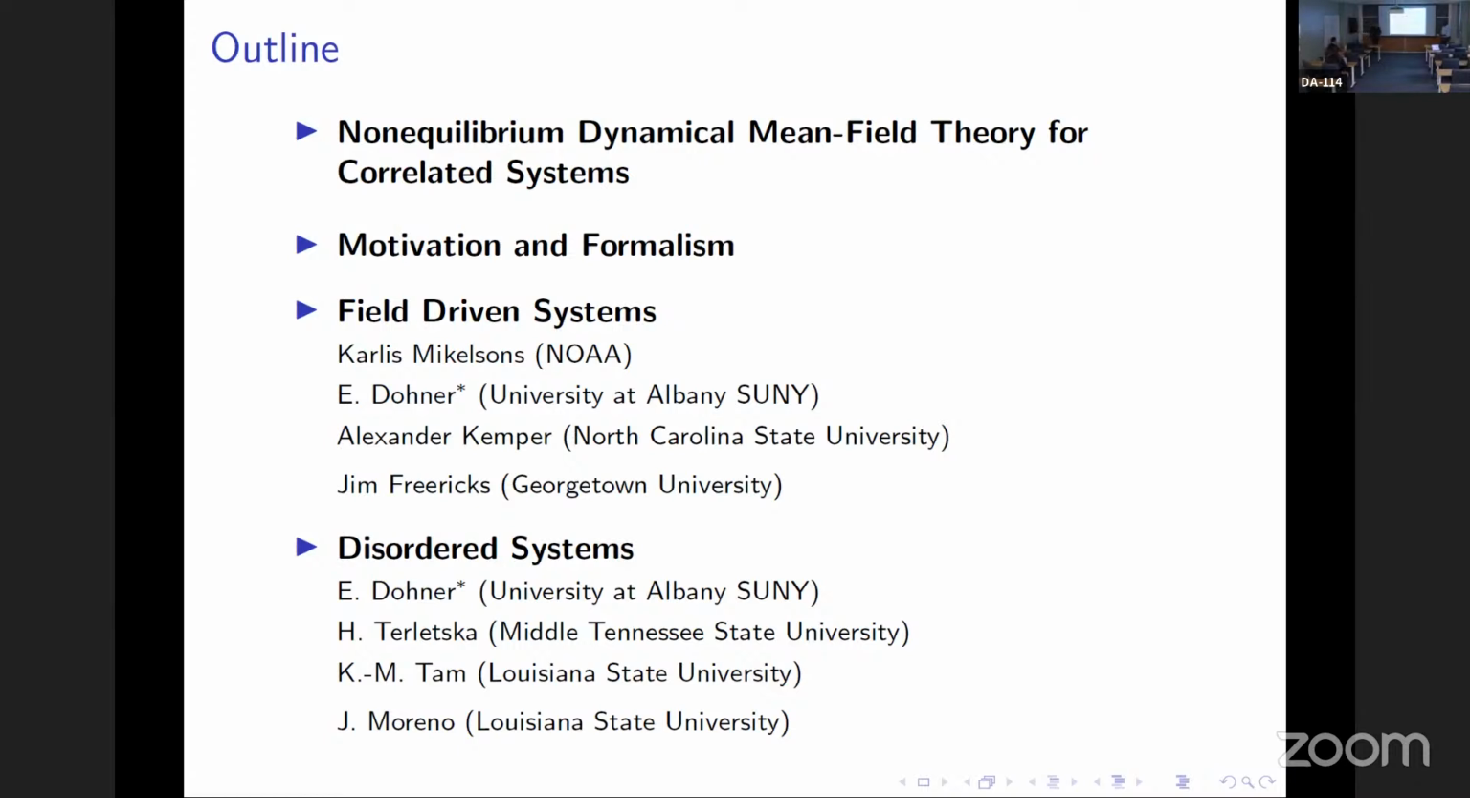And this collaboration involves Anna Terleska from Middle Tennessee State and Kaming Tam and Juara Moreno from Louisiana State University.